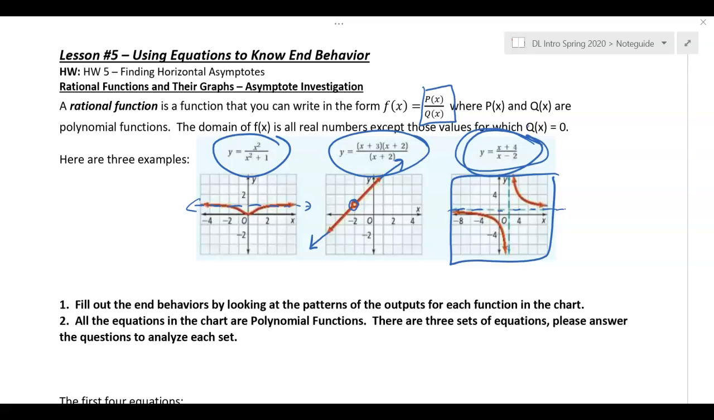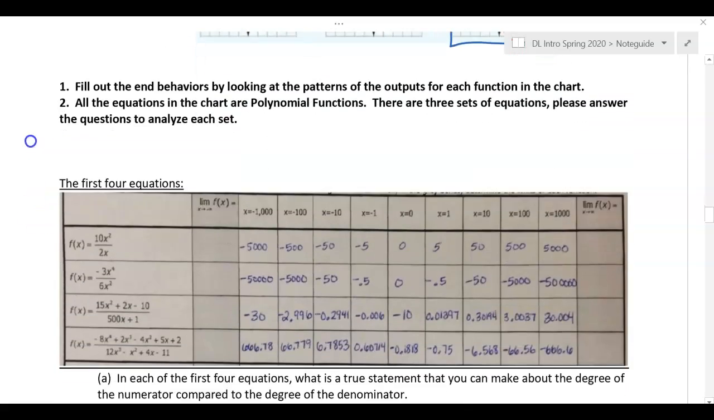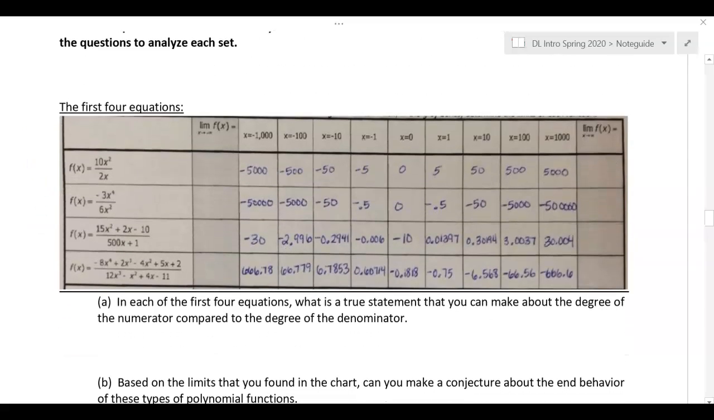So I've taken 12 equations and I've put them into 3 groups. This is your first group of equations. And we're going to look through and we're going to look at the end behaviors. And then we're going to see if we can look at the equation type and the end behaviors to kind of have a hypothesis about how these behave.